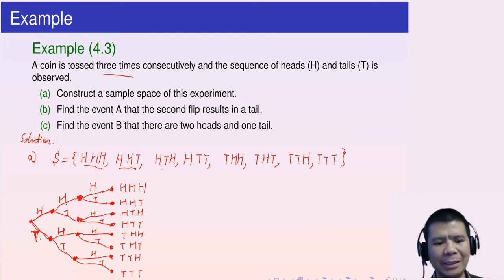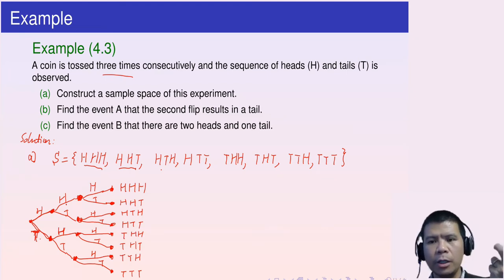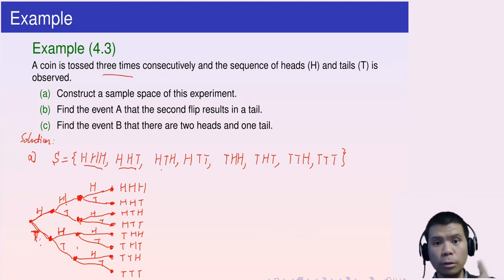Now you can also see a pattern here, right? If a coin is tossed once, we will have either head or tail. That's 2 possible outcomes, right? If the coin is tossed twice successively, I may have head-head, head-tail, tail-head, tail-tail. So there are 4 possible outcomes here. So 2 to the power 2, if the coin is tossed twice. And if it is tossed 3 times, I have 8.